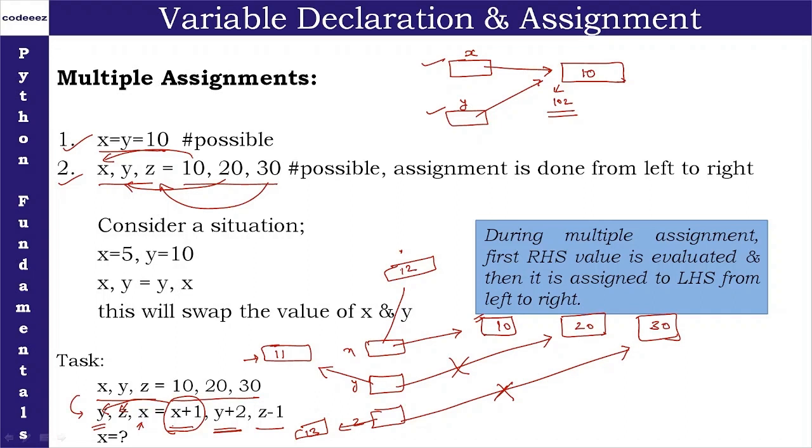So after these three lines of code, the values of x, y and z are changed, meaning the references are pointing to the new locations where x is pointing to 12, y is pointing to 11 and z is pointing to 13. So this is the logic.